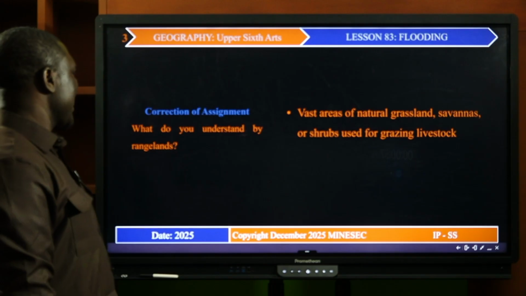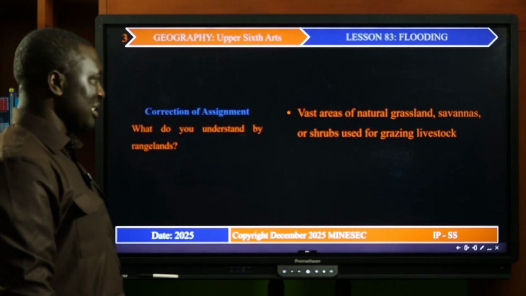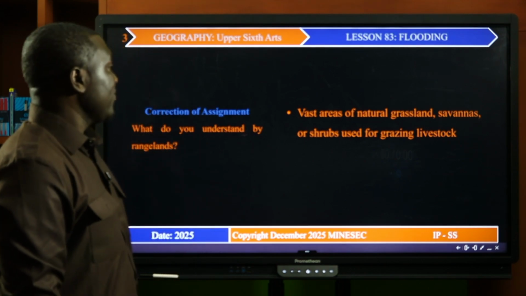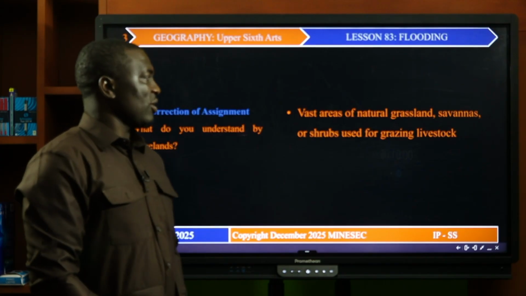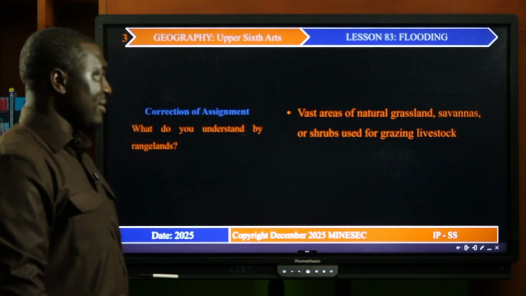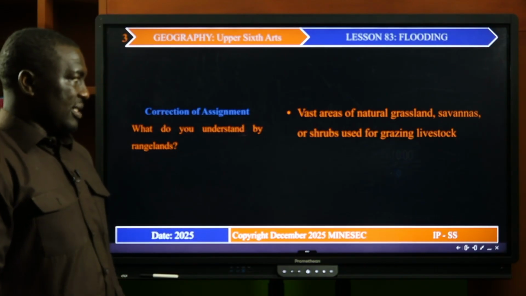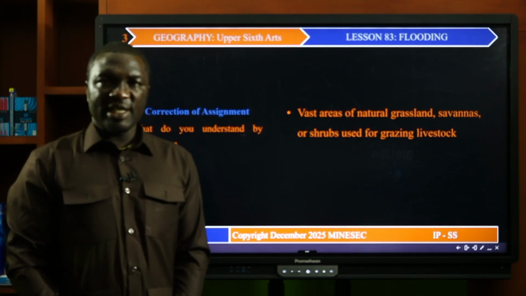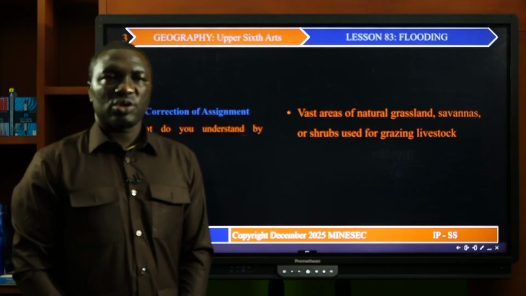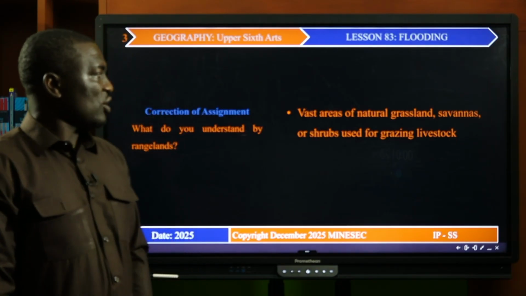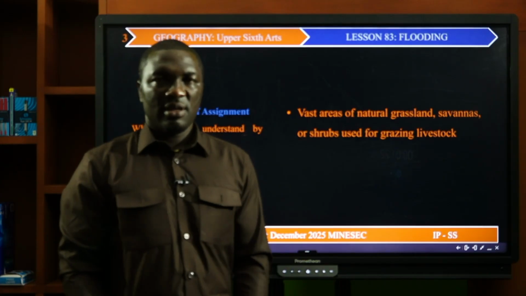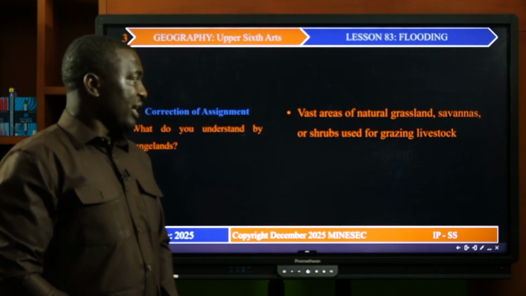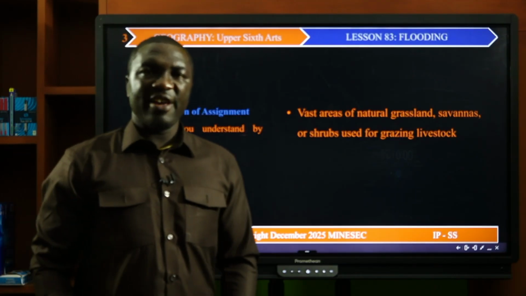What do you understand by rangeland? Rangelands are vast areas of natural grassland, savannas, or shrubs used for grazing livestock.